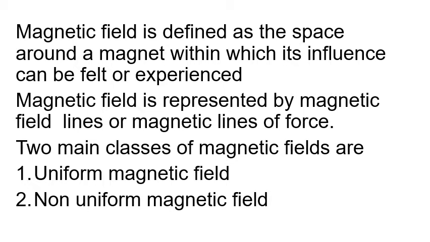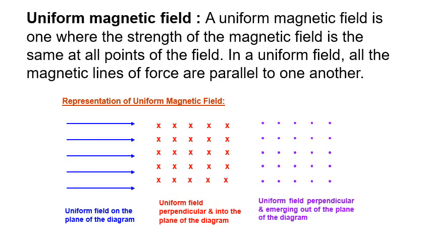We have two main classes of magnetic fields. These are uniform magnetic field and non-uniform magnetic field. Uniform magnetic field. A uniform magnetic field is one where the strength of the magnetic field is the same at all points of the field. In a uniform magnetic field, all the magnetic lines of force are parallel to one another.